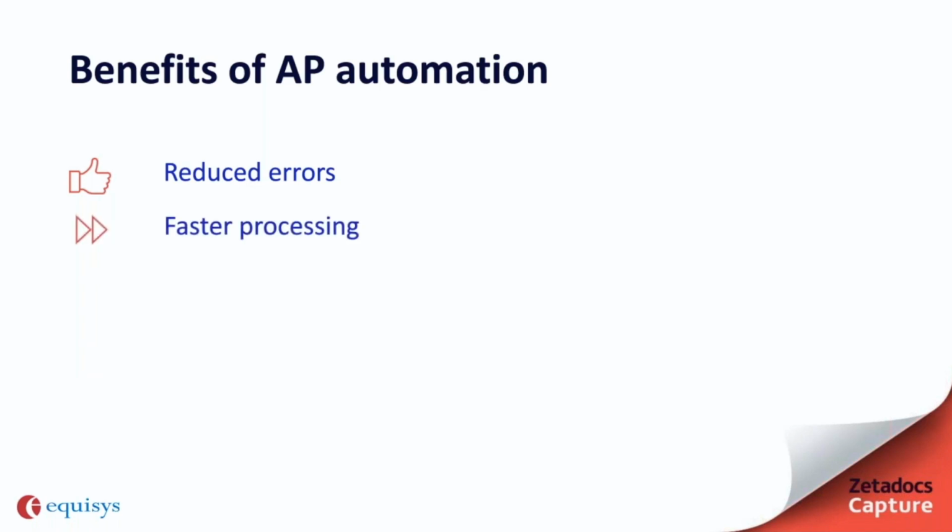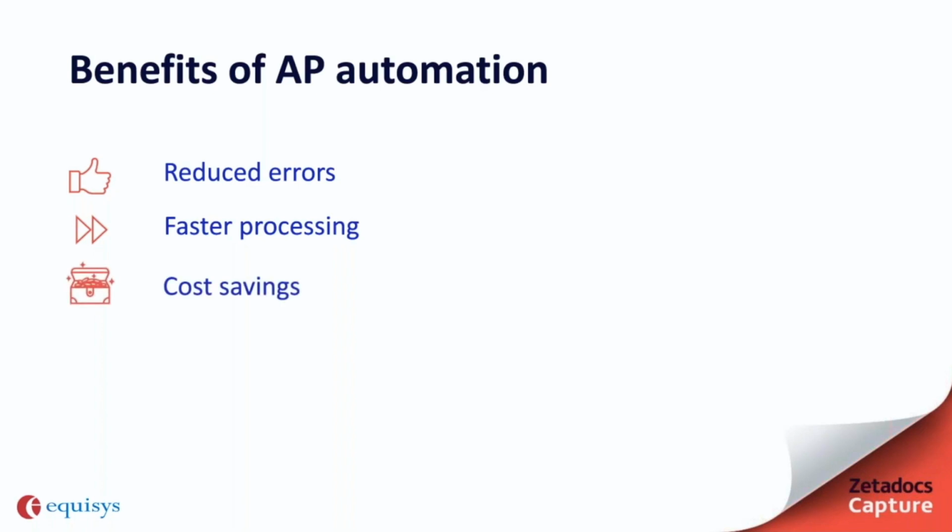It enables faster processing. Automation speeds up invoice processing and approval workflows, leading to quicker payments and better management of cash flow. Additionally, it eliminates the common bottlenecks and delays that manual processes often encounter. These can include delays in invoice routing, manual data entry errors, and inefficiencies in approval workflows. By automating these tasks, organizations can streamline their accounts payable operations and reduce processing times.